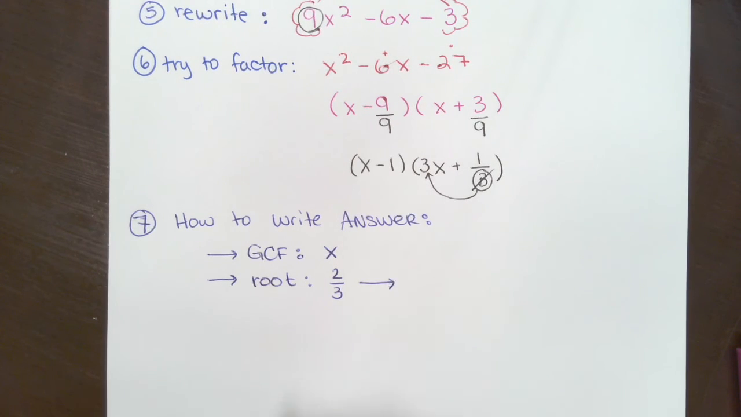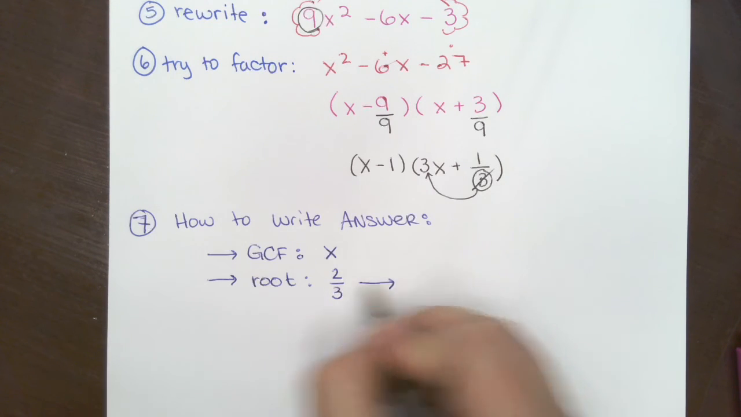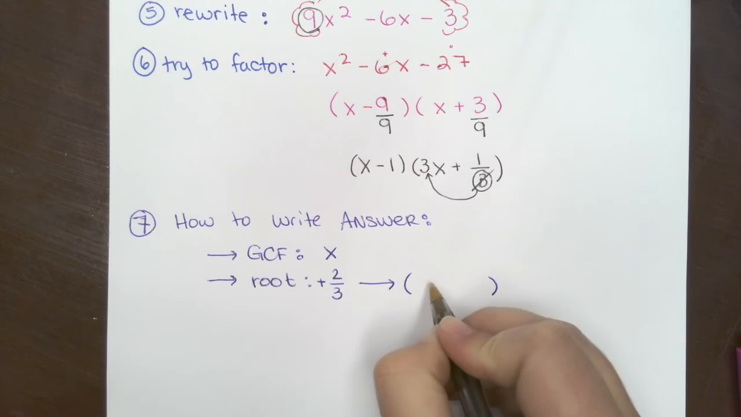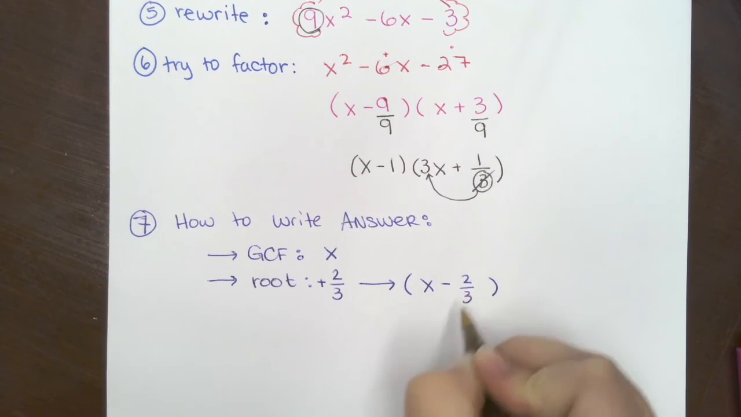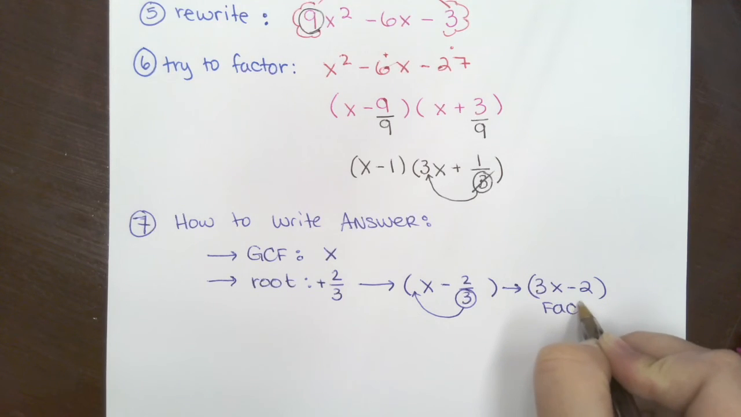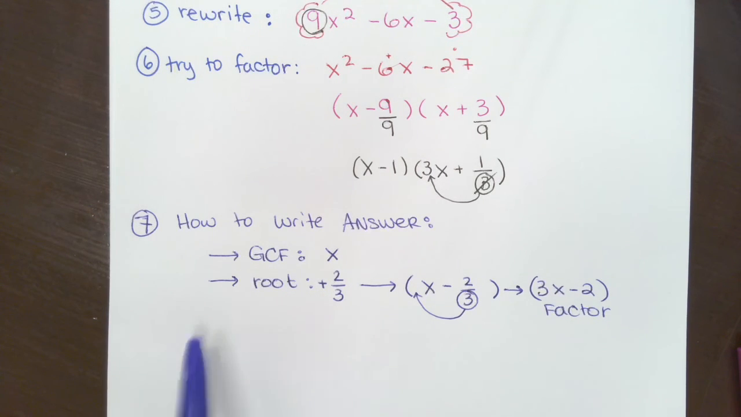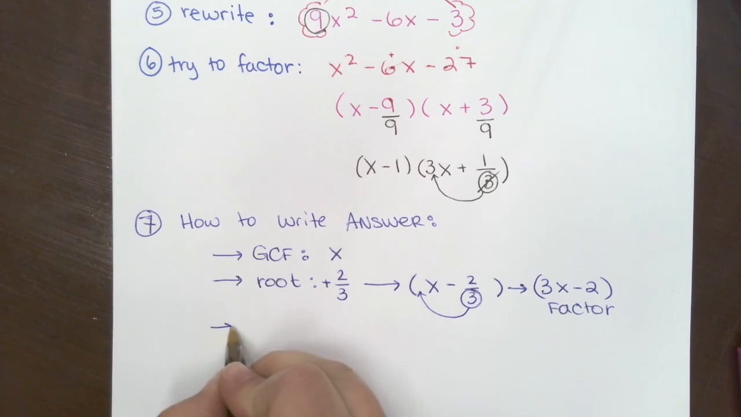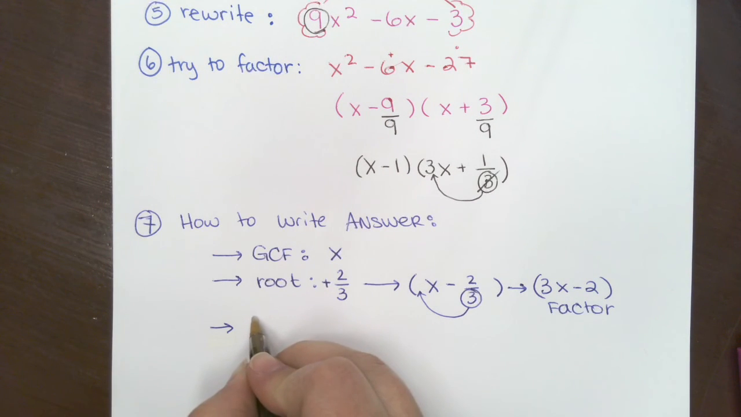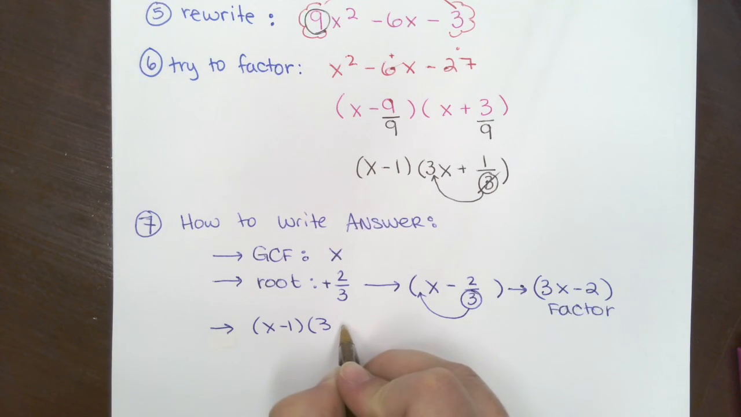I'm not sure if you can hear that. Because we had a root of 2/3, that means we are going to positive 2/3. We're going to do the opposite of what we see, x minus 2/3, as our factor. But because we have a denominator, we're going to bring that forward. So 3x minus 2 is our factor. Now did we have another root? We did not. We continued by factoring, so we did not have another root. If you did, just do this for all of your roots that you had, if it didn't factor. But ours did factor. So we had x minus 1 and 3x plus 1 as our factors.